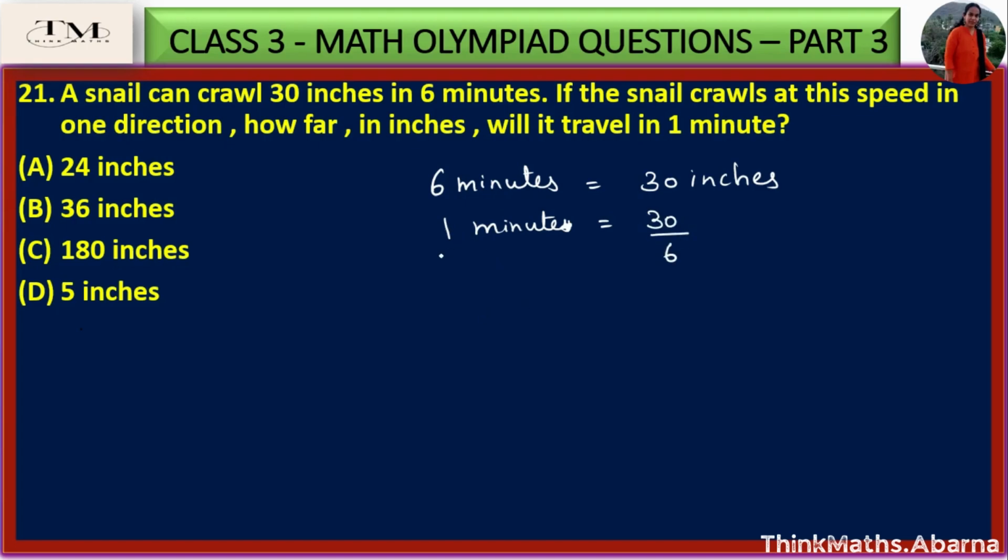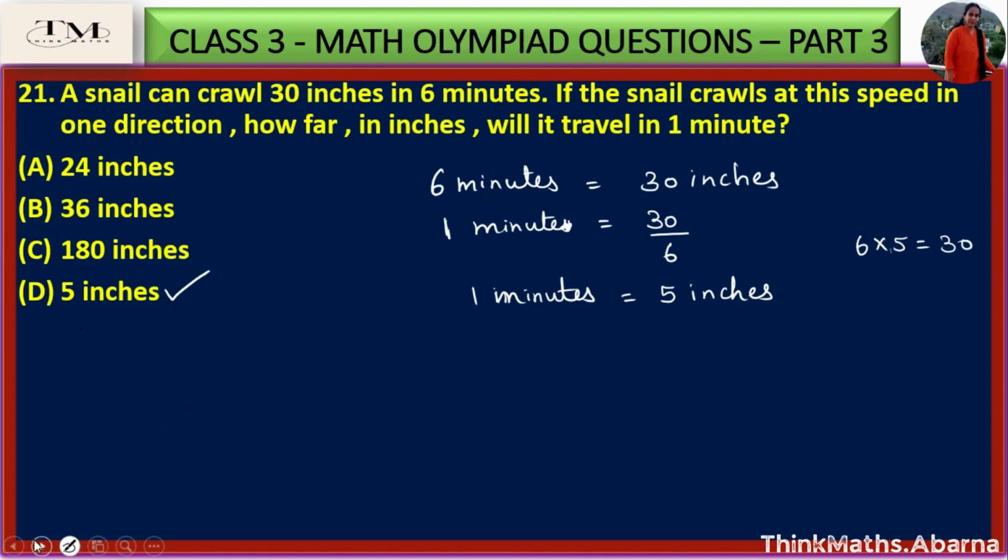If it is increasing, it will be multiplication. As it is reducing, we have to divide. So it is 30 divided by 6. How many times is 6 in 30? We know 6 into 5 equals 30. So it is 5 times. So 30 by 6 is 5. So it is 5 inches. So in 1 minute, the snail will travel 5 inches. So where is 5 inches? Option D is your right answer.